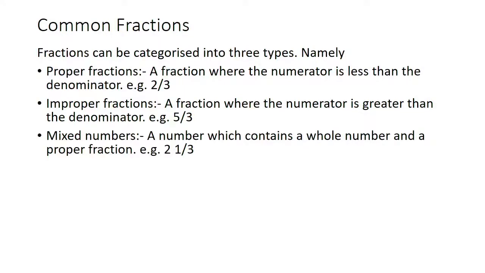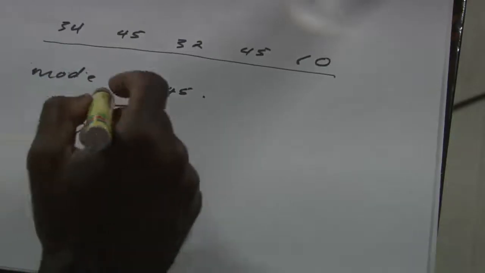And then the last one is called mixed numbers. These are numbers which contain whole numbers as well as fractions. In this case, we have given an example of 2 and a third, which means 2 and 1 over 3. That is a mixed number.